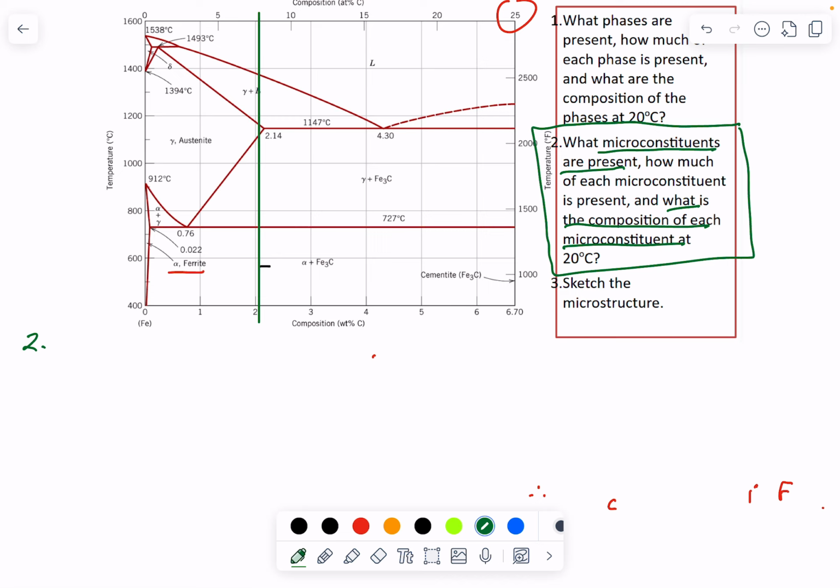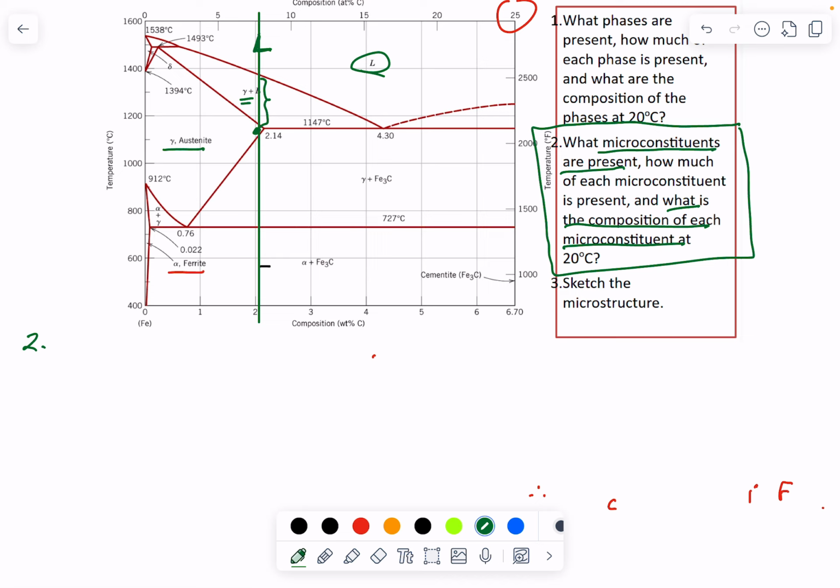And let's just start ourselves off from way up high. At way up high, we're liquid. As we cool down, notice we enter a solidification zone, or temperature range, where austenite begins to form. And then at this point right there, notice we're in a region where all of it is austenite.